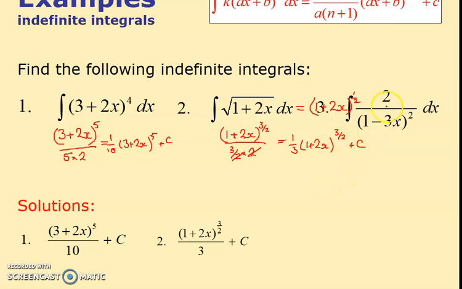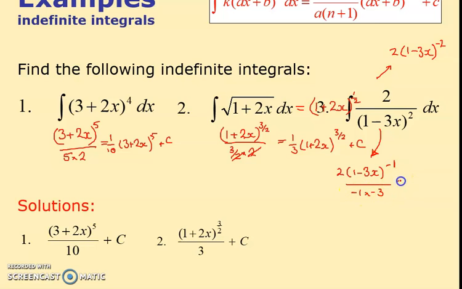And my last one, now it says, again, I need to write this as 2 lots of 1 minus 3x to the minus 2. So when I integrate this, it's two lots of 1 minus 3x. Add a power, that's minus 1, be careful. Divide by that minus 1. And also divide by this minus 3, so it becomes a times on the bottom.